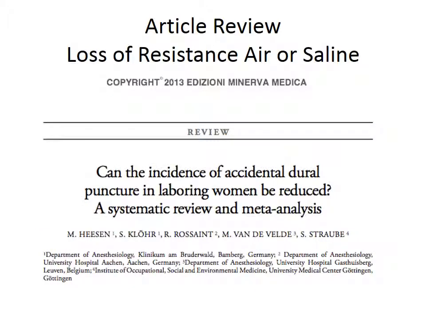Another article by Hessen et al. did a systematic review of the literature to see the best method to reduce the incidence of post-dural puncture headache and found a reduction in the risk of accidental dural puncture with the use of liquid for loss of resistance, though the results were only found in low-quality studies. With that being said, the authors could not make a recommendation based on the low level of evidence.